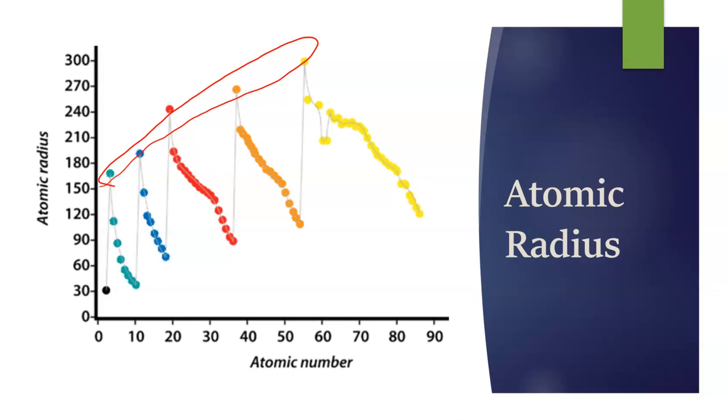As we move down a given group, on the other hand, the valence electrons for a given atom occupy successively higher energy levels. Higher energy levels means larger orbitals, and so within a single group, atoms become larger towards the bottom of the periodic table.